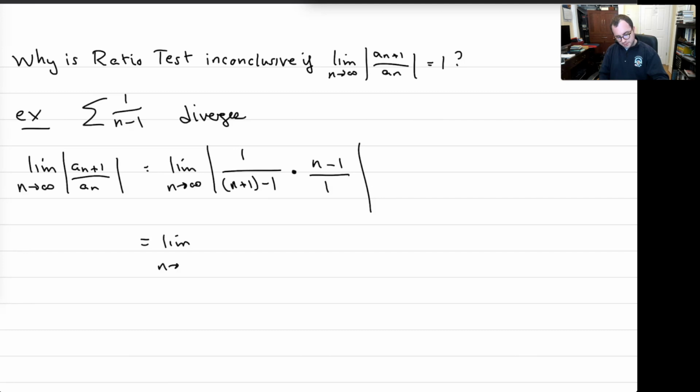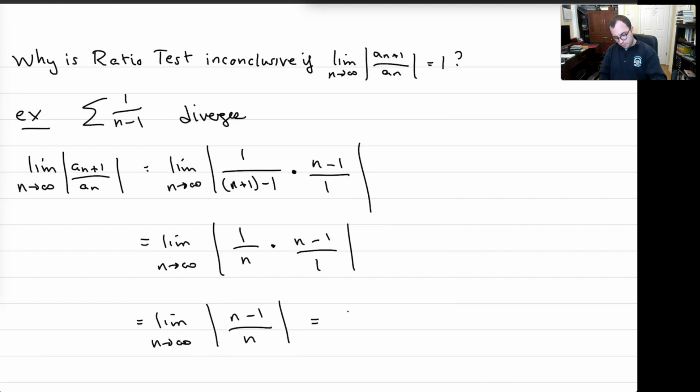which is the limit as n goes to infinity of 1 over n times (n-1), which is equal to the limit as n goes to infinity of (n-1) over n, which is 1 over 1, because the top has degree 1, leading coefficient is 1. Bottom has degree 1, and its leading coefficient is 1. They're the same, so it's just the quotient of the leading coefficients equals 1. So it's a divergent series whose limit of absolute ratios is equal to 1.